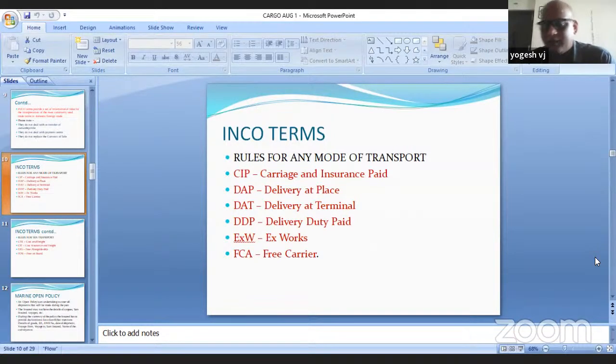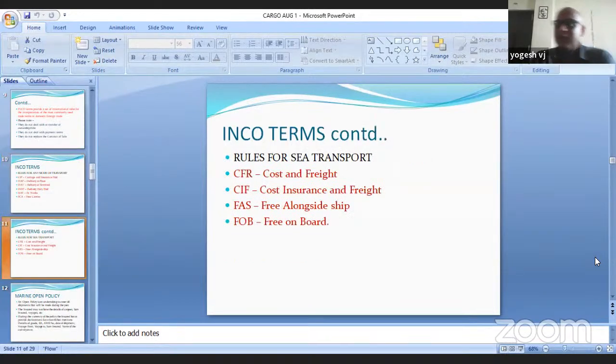Delivery duty paid. Ex works means he will just prepare the goods and keep it out of the warehouse of the seller. Will keep it out of the warehouse. That is ex works. Free carrier. Now we will come to terms which are only applicable to sea transport. CFR, that is cost and freight. Cost, insurance and freight, CIF, which is the most widely used Incoterm.